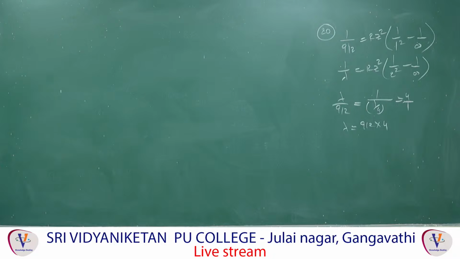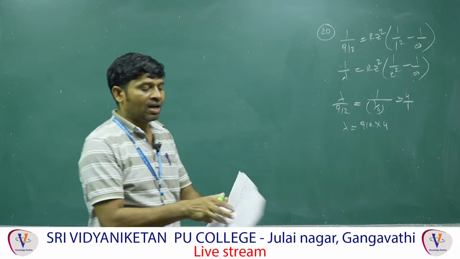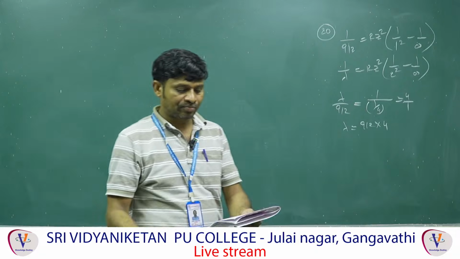Problem 21. Take the truth table. By the truth table we can simplify them. It is an easy problem, you can try it.